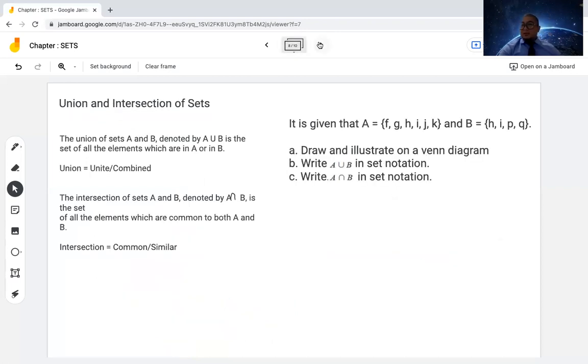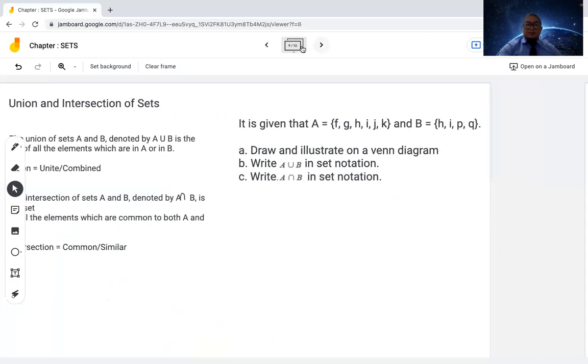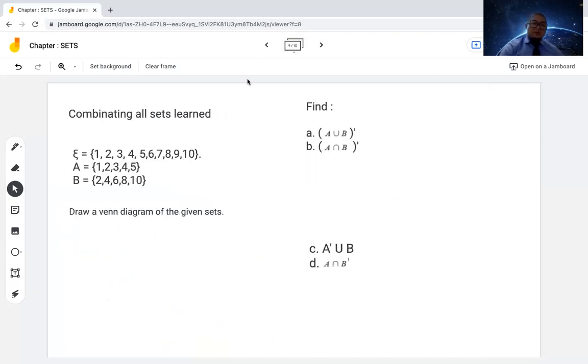All right, so that will be it. Our next meeting will be discussing about the union and intersection of sets, and at the same time, the shading of the given sets.